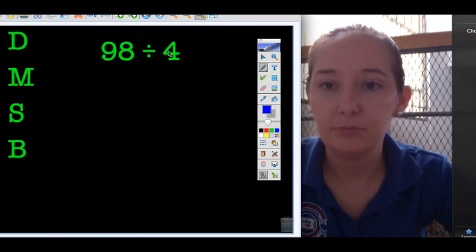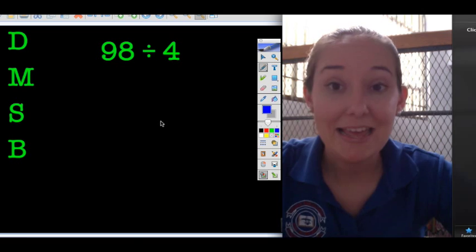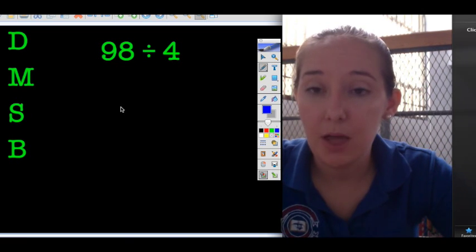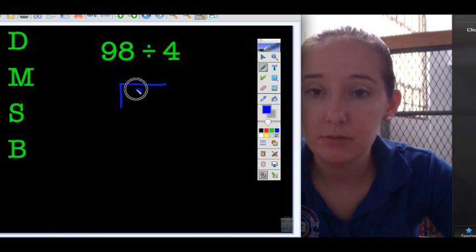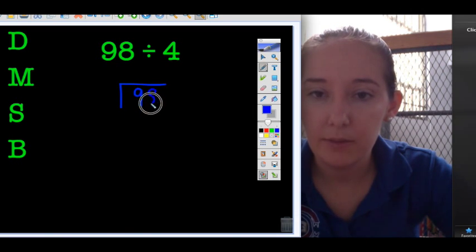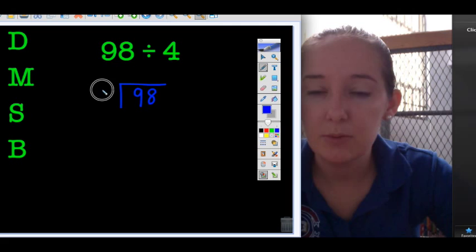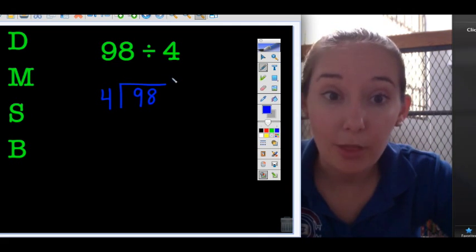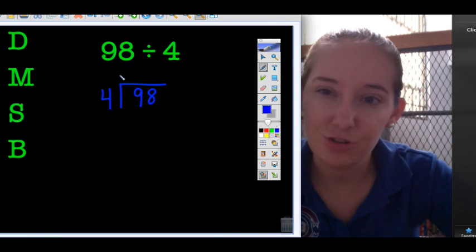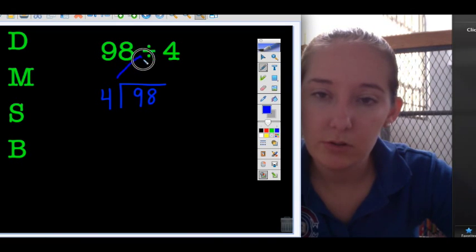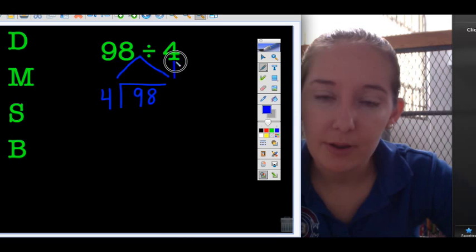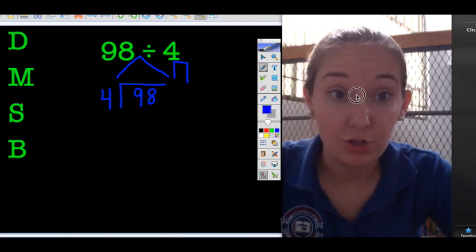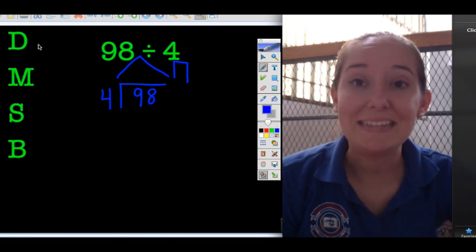All right, so last one we're going to do here is 98 divided by 4. Again, we got to put Big Mama in her house. All right, and 4 is going to be knocking on the door. Now if you want to, you can draw the roof. It's not necessary. I like to draw the roof. I think it's cool. The roof and my chimney for the remainder. Okay, so we're going to start, just like we always do, with dividing.